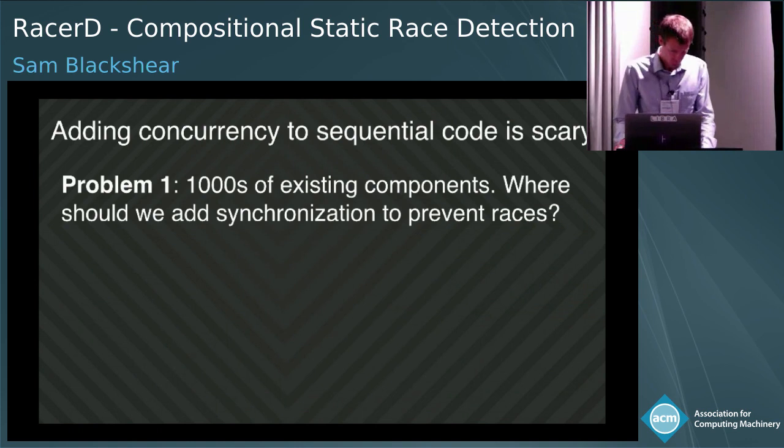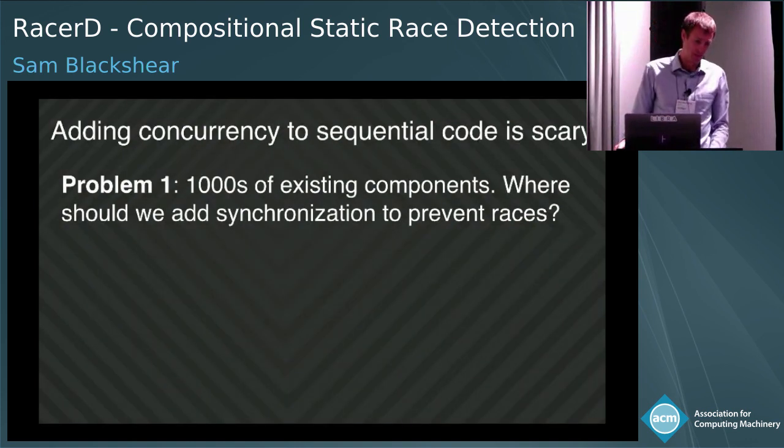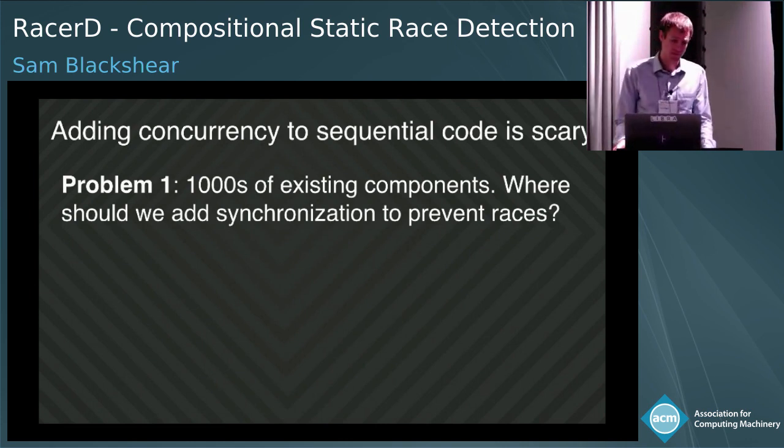So put yourself in the shoes of the Facebook engineers that wanted to do this migration. Adding concurrency to code that used to be sequential is really scary, particularly when you didn't write that code. So the setup here is that there were thousands of these existing components that are being used to run newsfeed. And if you're these engineers doing the migration, the problem you have to solve is, where do I have to add synchronization to these components in order to prevent data races?